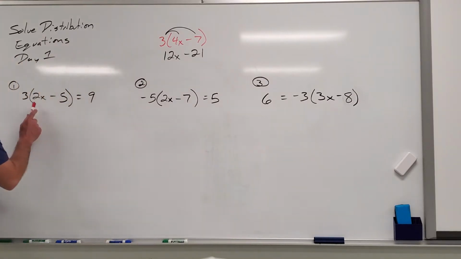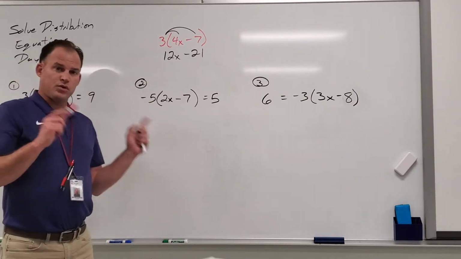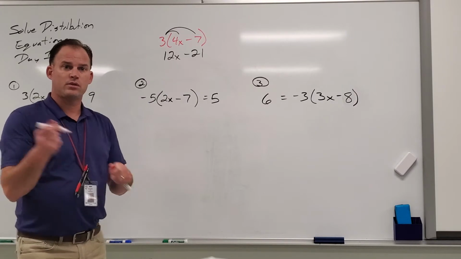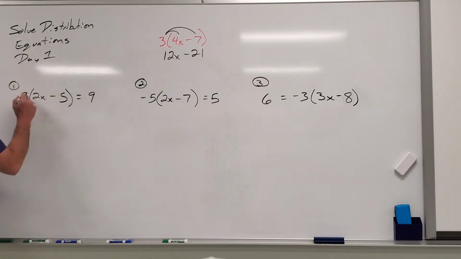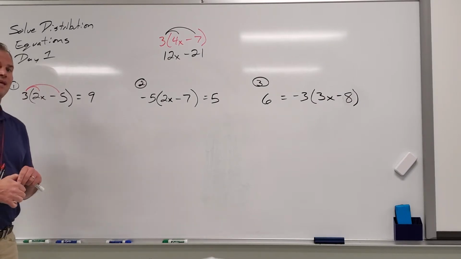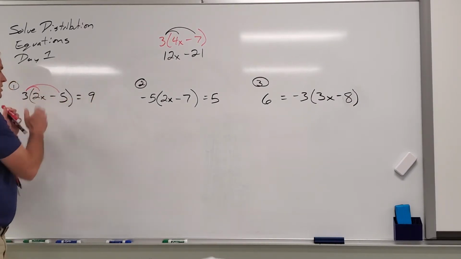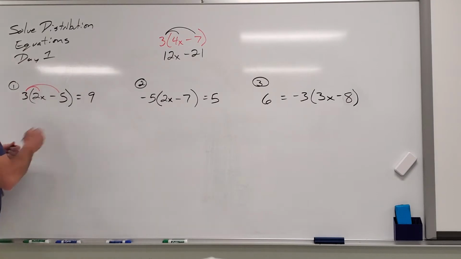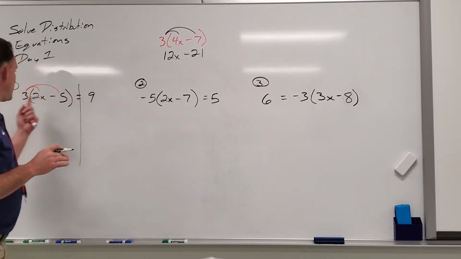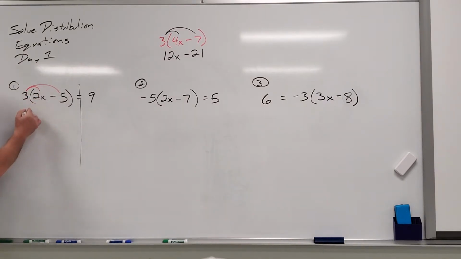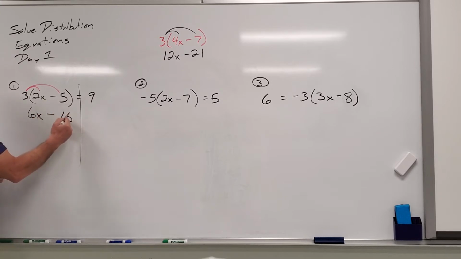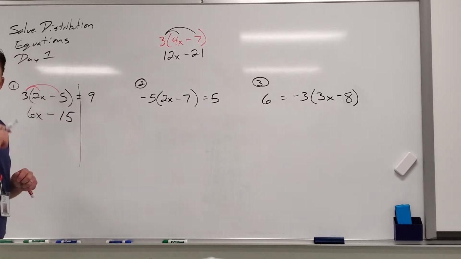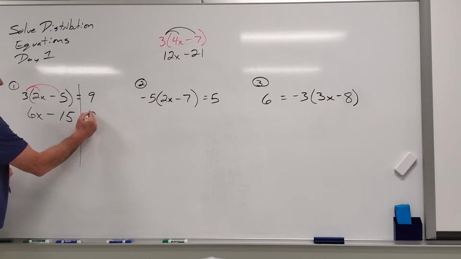So, here we go. On all of these problems, when you see a parentheses, your first step is going to be to distribute. Take the number that's in front of the parentheses and multiply times everything on the inside. Don't go over here, just the stuff on the inside. Again, we have two sides. I can't start undoing anything until I get this done. So 3 times 2x, 6x, 3 times the minus 5, minus 15. Watch your signs here. The 9 hasn't changed.